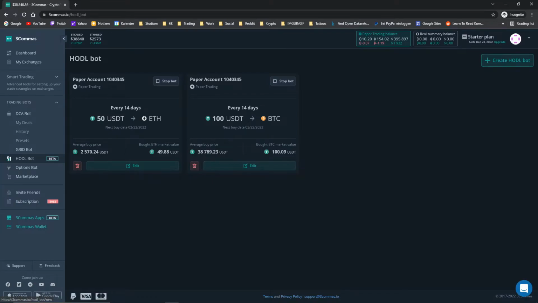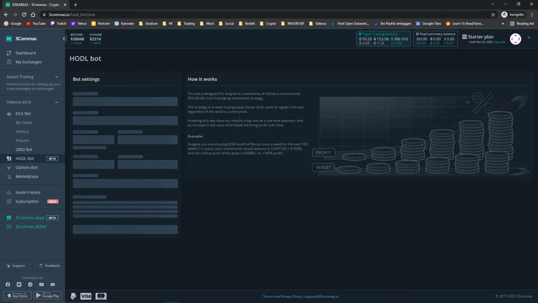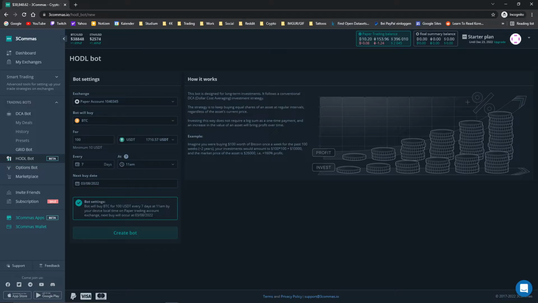If you then decide to create the HODL bot, you need to first select your exchange and the crypto that you want to buy. Then you need to enter how much you want to buy and in which currency. And then you can specify the interval in which the bot should buy the crypto. This can be set anywhere between 1 and 30 days, but it cannot be more than 30 days.